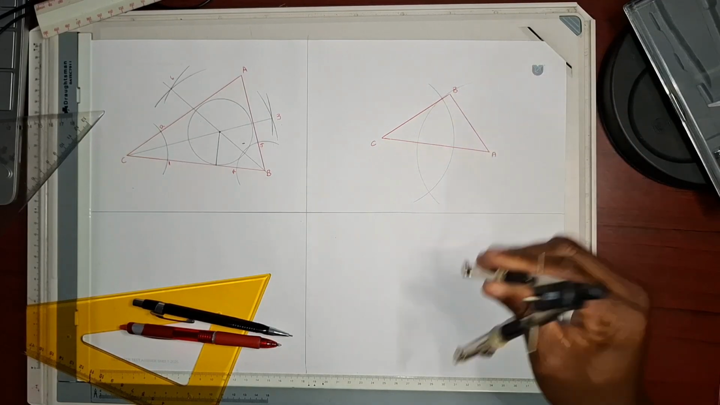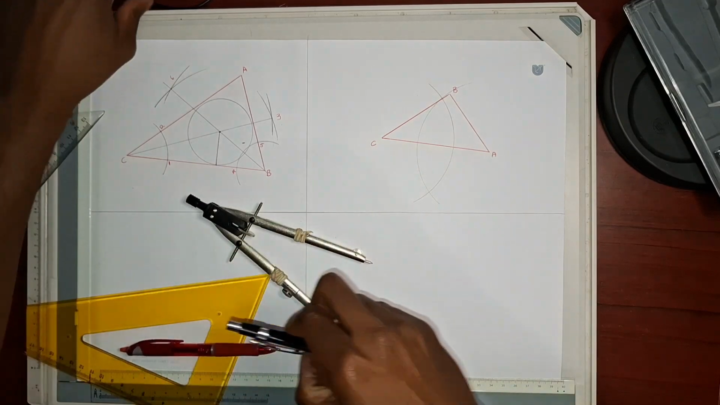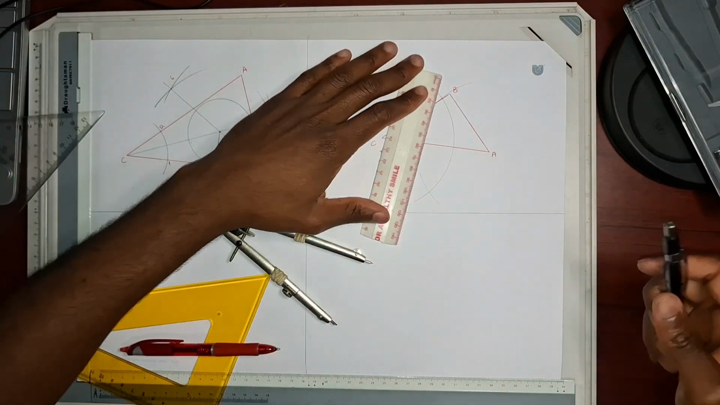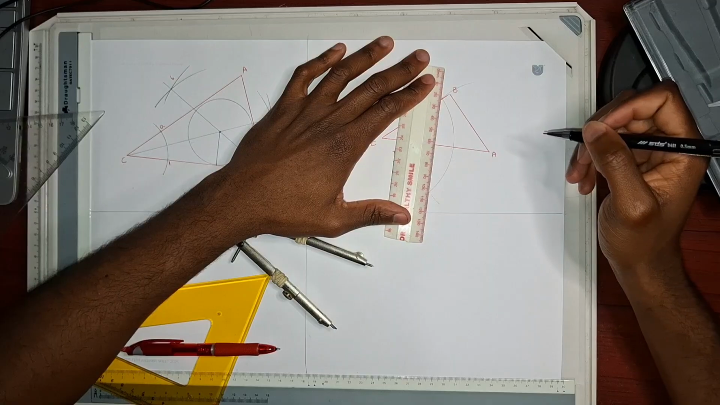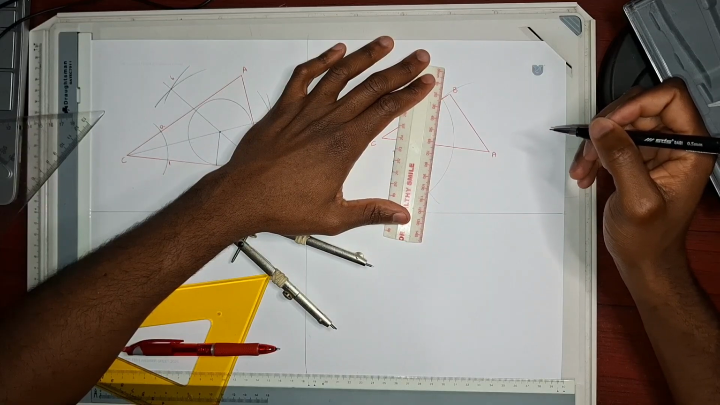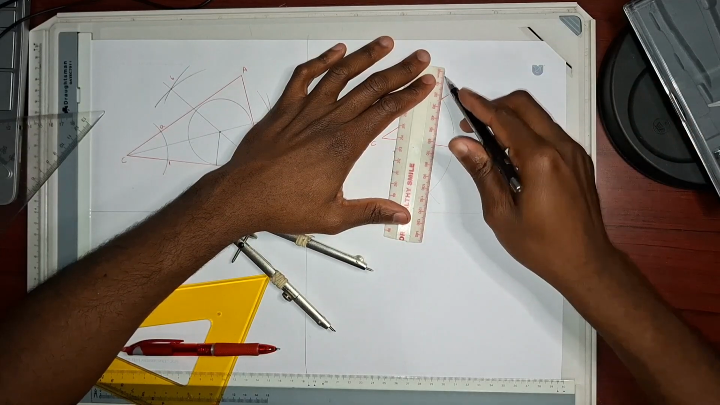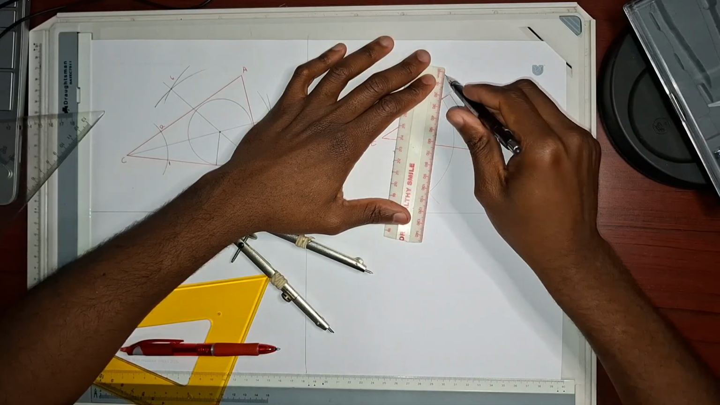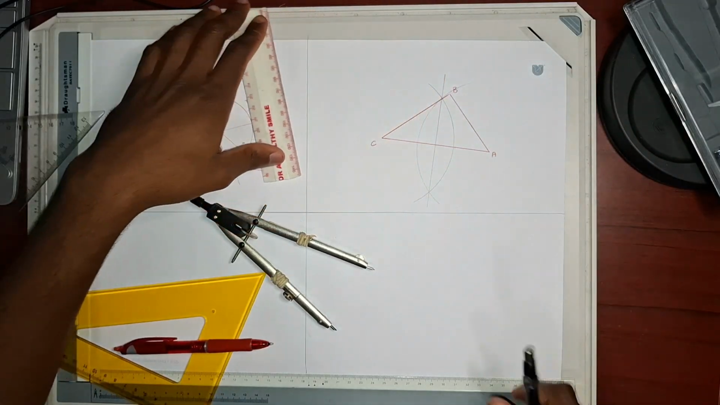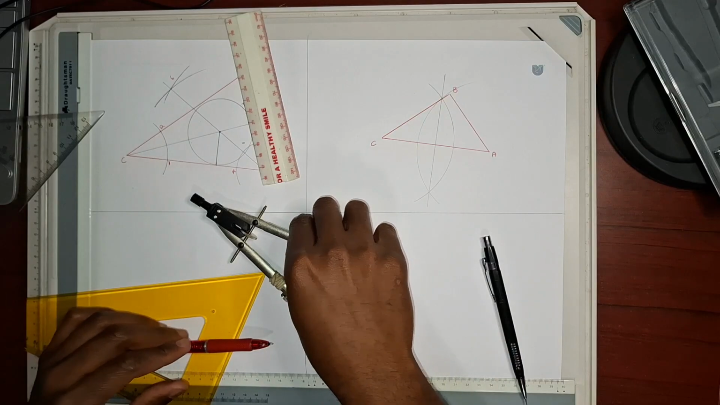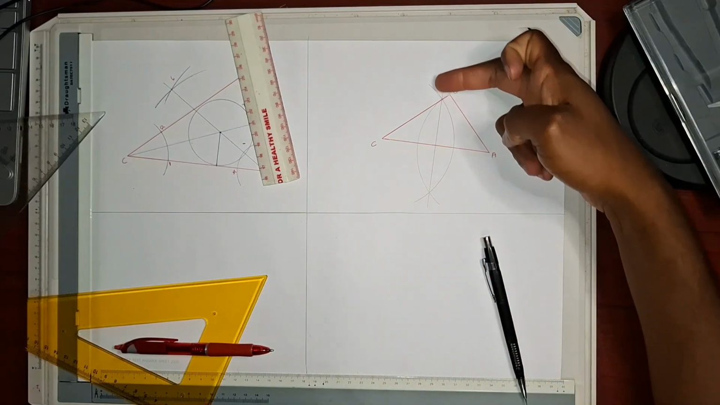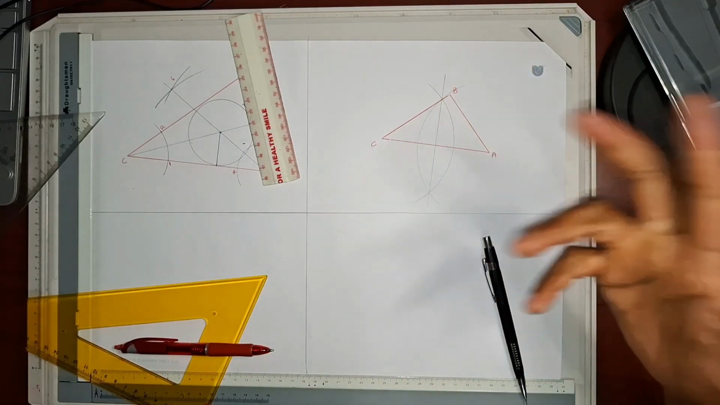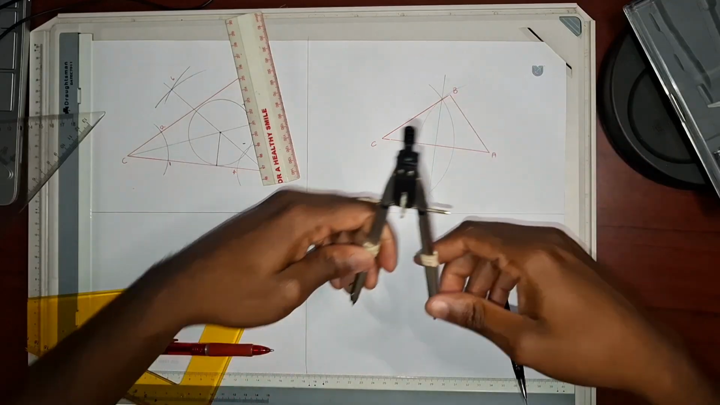Draw another arc like that. And then you join the intersections with a perpendicular bisector. Like that. And then I'm going to select this one. You can select that one, it's still the same thing. I'm going to select this one.